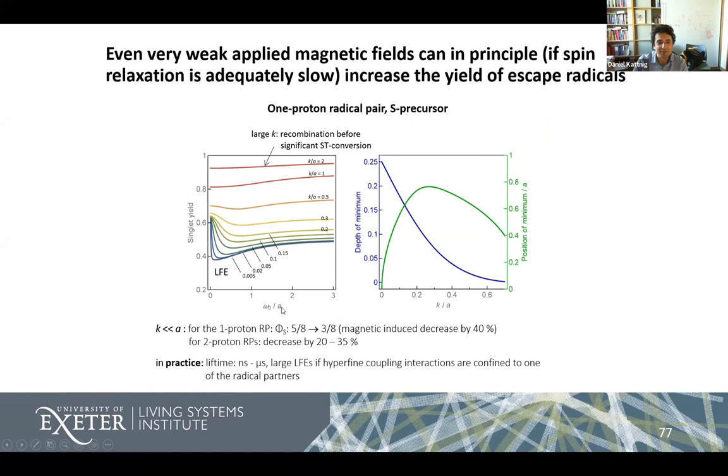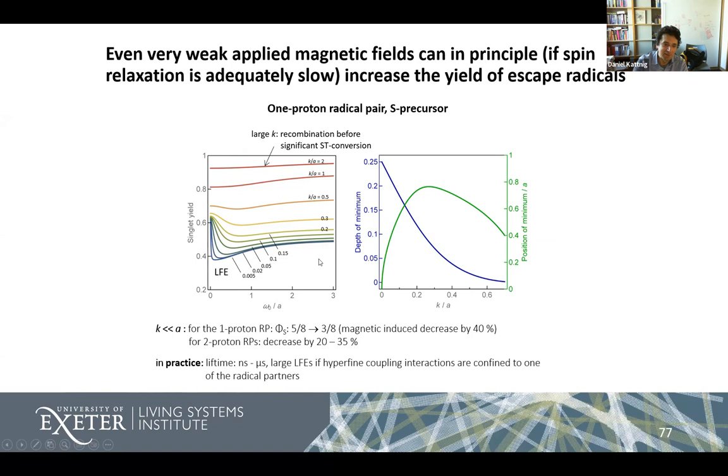And what we see here for this simple radical pair is that, provided that this radical pair is long-lived, so provided that the rate constant here is relatively weak, we can see these enormous low field effects for radical pairs that are simple, namely one proton or two proton radical pairs, where this low field effect can even be larger than the high field magnetic field effect.